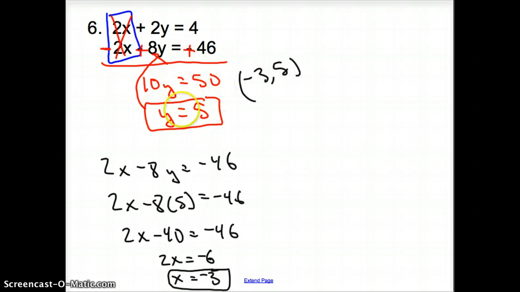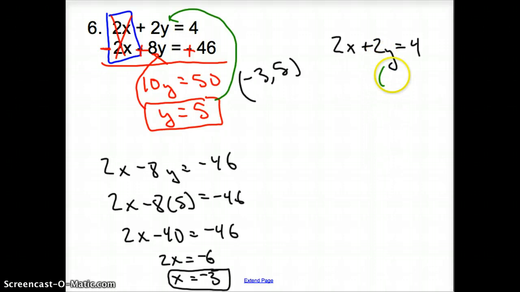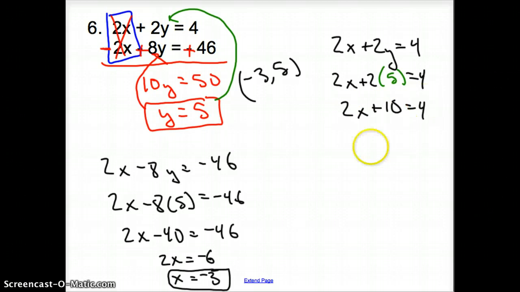Well, let's say you didn't plug this in for the bottom one. What if you plugged it in for the top? What would happen? Would anything change? So I'm going to use the top equation, which was 2x plus 2y equals 4. So I'm plugging in that 5 for y. So I have 2x plus 2 times 5 equals 4. Simplify: 2x plus 10 equals 4. I subtract the 10 over to get negative 6, and x equals negative 3.